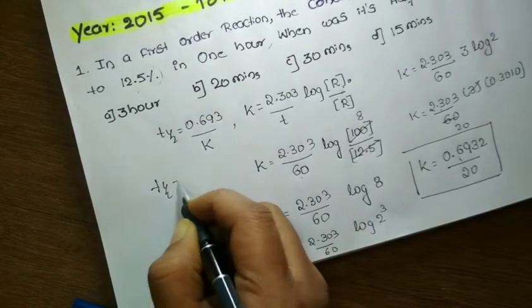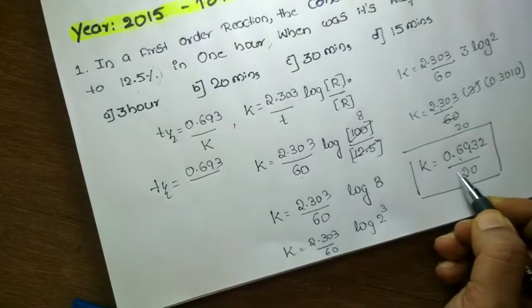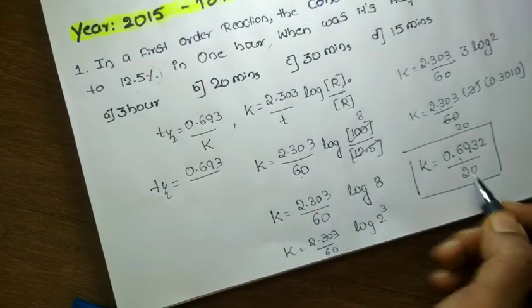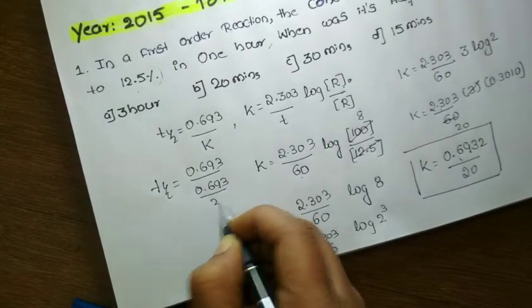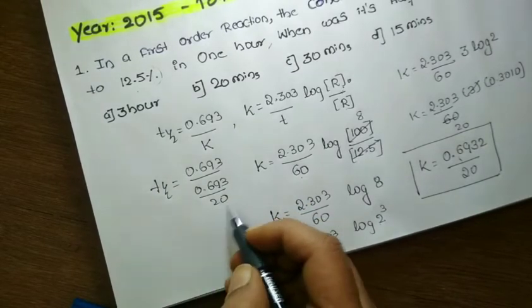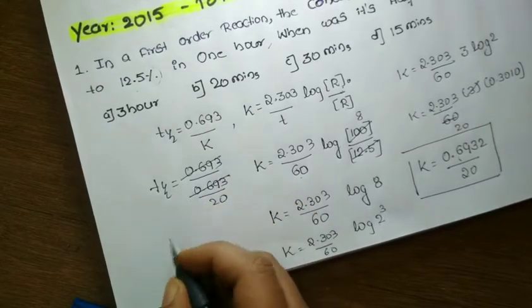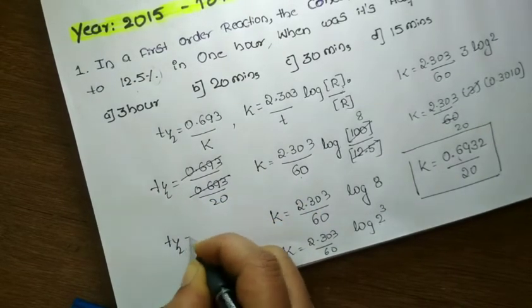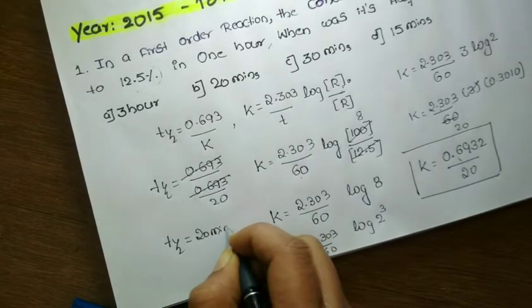T half is 0.693 by K. What is the K value? 0.693 by 20. So this 20 will move to the numerator, and 0.693 will get cancelled. So T half is equal to 20 minutes.